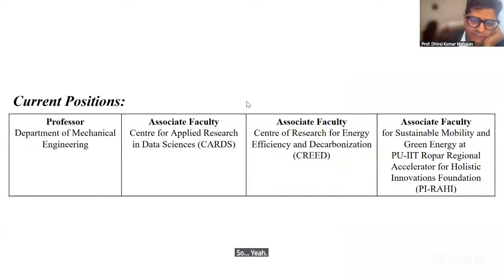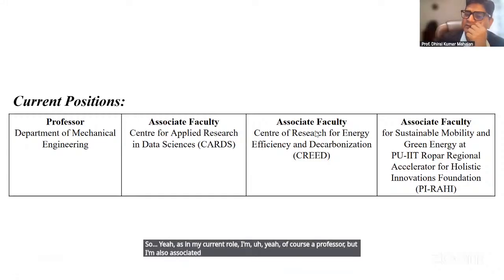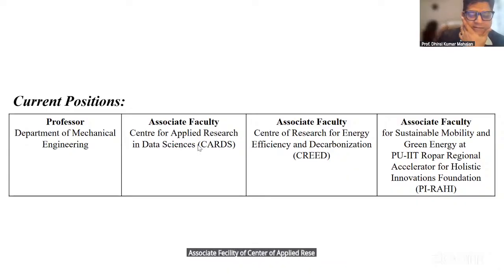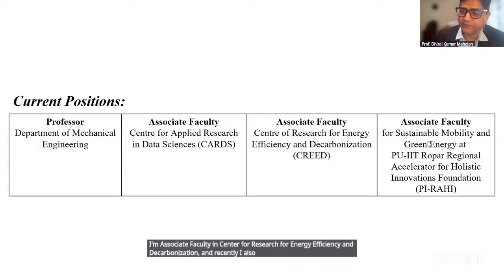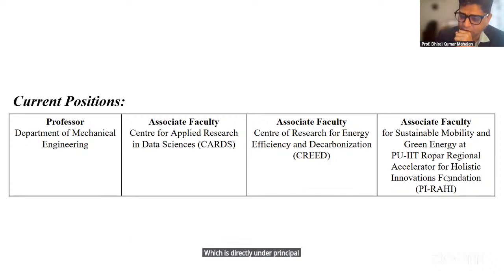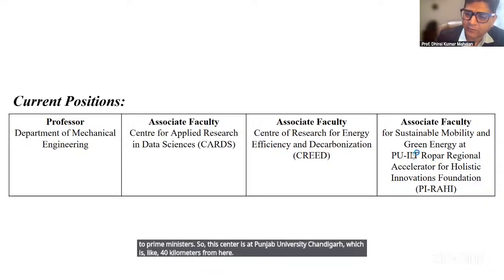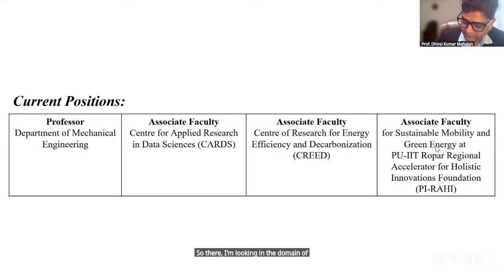In my current role, of course, I'm a professor, but I'm also associated with multiple other centers. I'm associate faculty of the Center of Applied Research in Data Sciences, CARDS. I'm associate faculty in the Center for Research for Energy Efficiency and Decarbonization. And recently, I also got associated with the Punjab University and IIT Ropar Regional Accelerator for Holistic Innovation Foundation, which is directly under the Principal Scientific Advisor to the Prime Minister. This center is at Punjab University, Chandigarh, which is about 40 kilometers from here. There, I am looking at the domain of sustainable mobility and green energy.